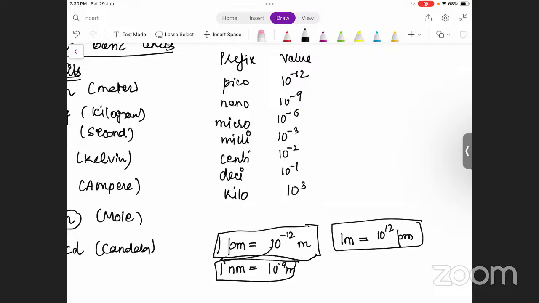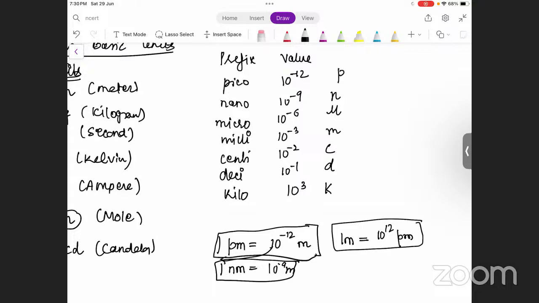Now, what are the symbols for these? For pico, I'll be writing p. For nano, I'll be writing n. For micro, it will be denoted by mu, the same symbol that we use for the refractive index. Milli, simply m. Centi is c. Deci is d. And kilo, you know, that is k.